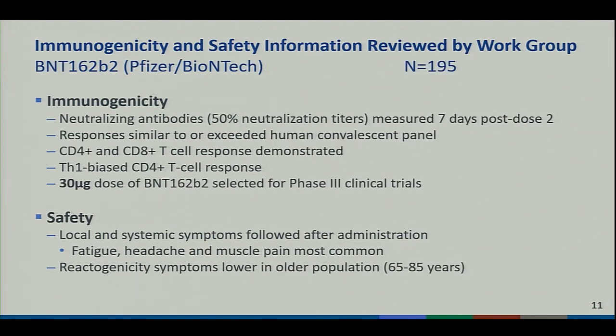This slide shows the immunogenicity and safety data reviewed by the workgroup for the Pfizer-BioNTech vaccine. Regarding the immunogenicity data, neutralizing antibodies were measured at 7 days post-dose 2, and again, the responses were similar to or exceeded the human convalescent panel. CD4 and CD8 T-cell responses were demonstrated, and a Th1-biased CD4 response was found. A 30 microgram dose of the BNT162b2 was selected for phase 3 clinical trials.